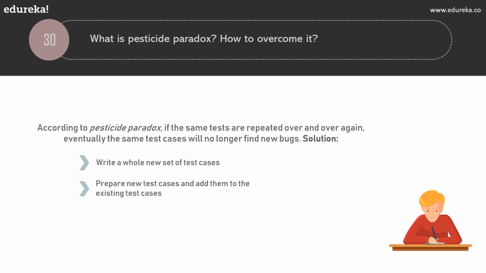You can go ahead and write a whole new set of test cases to exercise different parts of the software, and you can prepare new test cases and add them to your existing test cases. So by following the above two methods of prevention, it's possible to find more potential defects in the area where you might have actually missed previously or where you might have neglected before. So that's what pesticide paradox is and how you overcome it. Moving on to our next question.